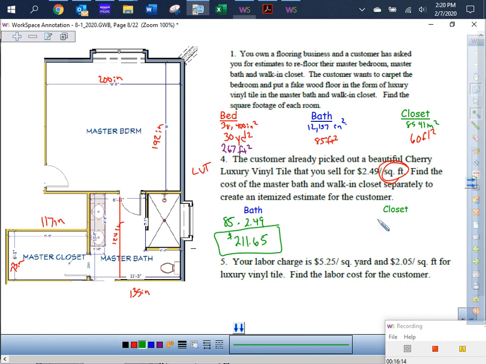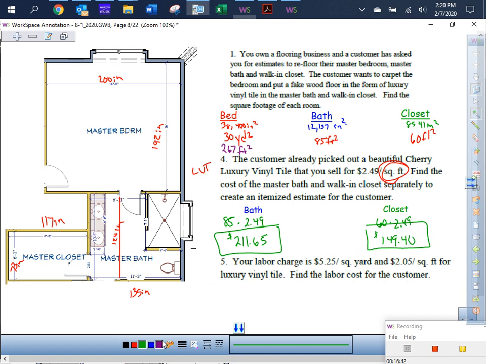And for the closet, we'll take the 60 square feet times the 249 and see that that comes up to be $149.40 when you punch that in. Don't forget your dollar signs, guys, and they go first. So, cool. And of course, that's just for all the materials. We sold them the carpet, we sold them the padding, and we sold them the LVT. Well, now we have to charge them for our labor in this case.